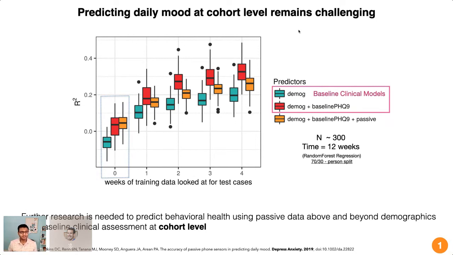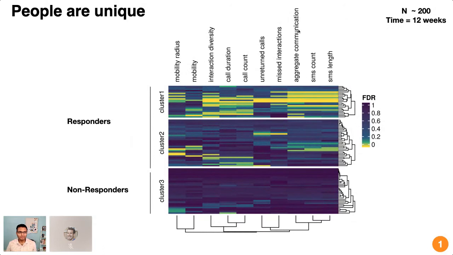We could not find a signal at the cohort level to say that if you understand people's lived experience through passive data, you would do a better job of predicting their daily mood. Not really. And it should not be surprising. I came to this conclusion after spending many months on this problem with my team. The thing is, people are unique. We have small sample sizes in these studies.